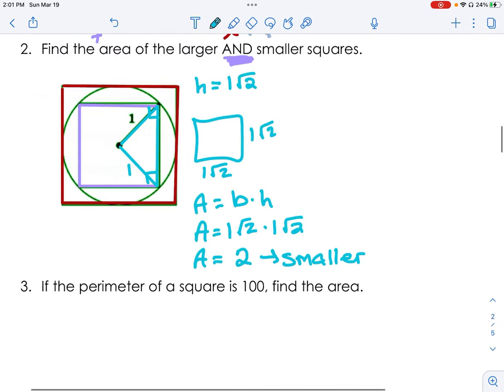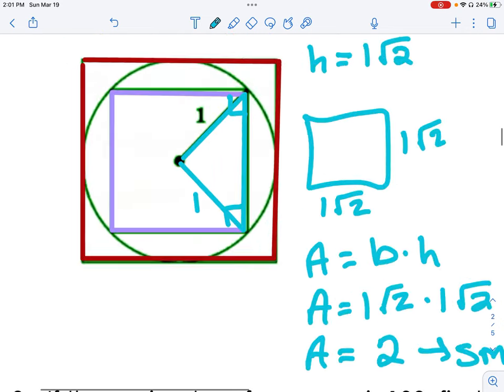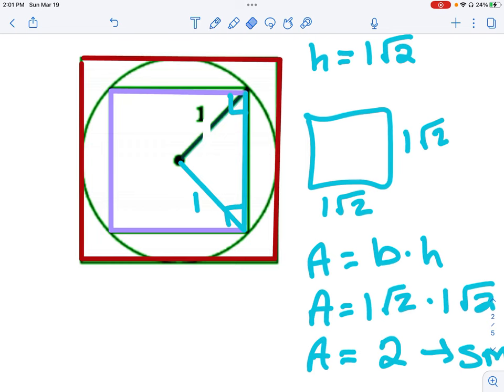Now moving on to the larger square. So I'm going to erase my drawings here. And we are now dealing with our red square. So if I know that this radius here was 1, I can go ahead and extend this diagonal because I know that this radius is 1, so the whole entire diagonal there would be 2.